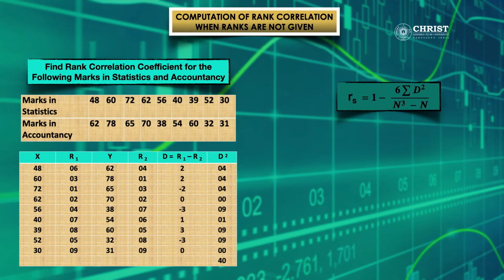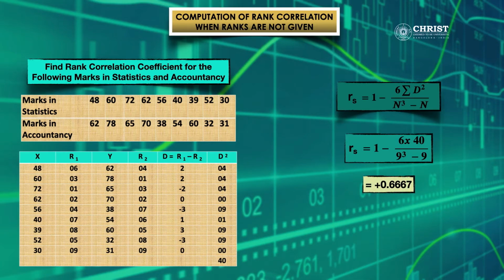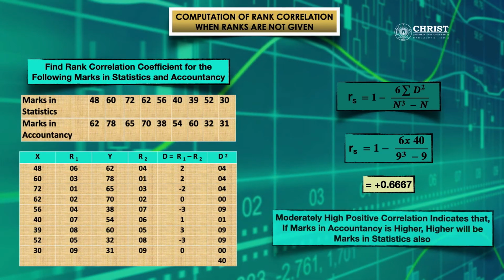Now you can calculate the rank correlation coefficient using the equation RS is equal to 1 minus 6 sigma d square divided by n cube minus n. Substituting the values, we get RS is equal to 1 minus 6 into 40 divided by n cube minus n, which is equal to plus 0.6667. Always remember that signs are important, whether it is a minus sign or a positive sign. Now you have to write the interpretation.